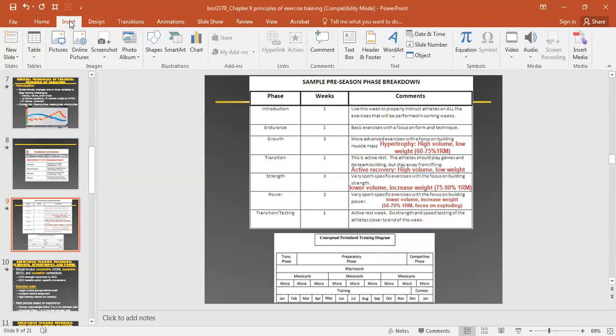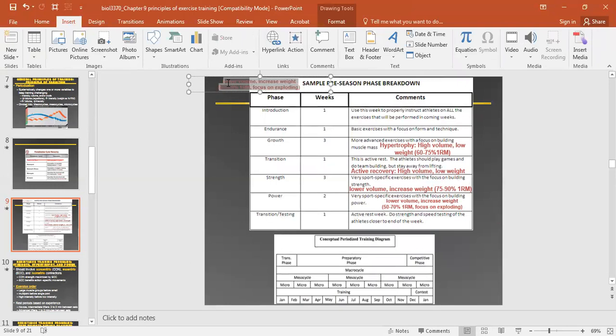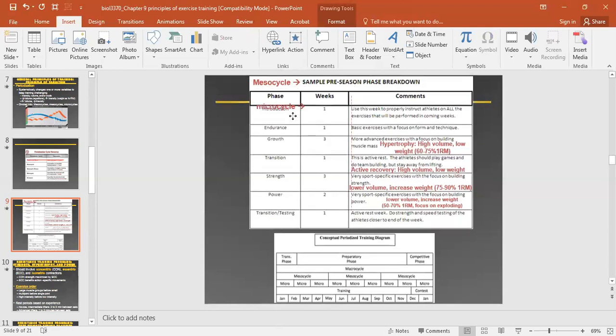So let's copy and paste a text box. I don't need those words there anymore. This would be a mesocycle. I'm going to increase that. Preseason. And then I'm going to copy and paste that into microcycle. This is a microcycle, and then this is a microcycle. Different focuses of microcycles.